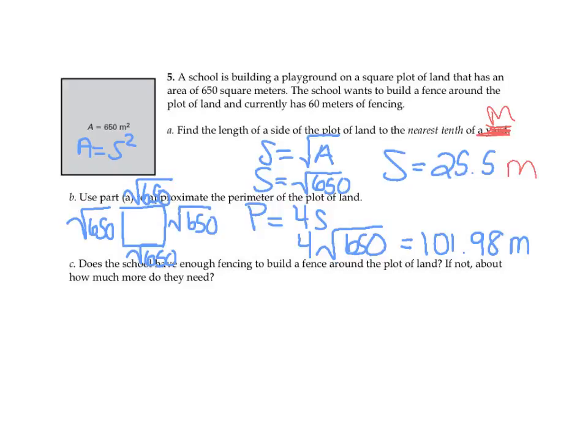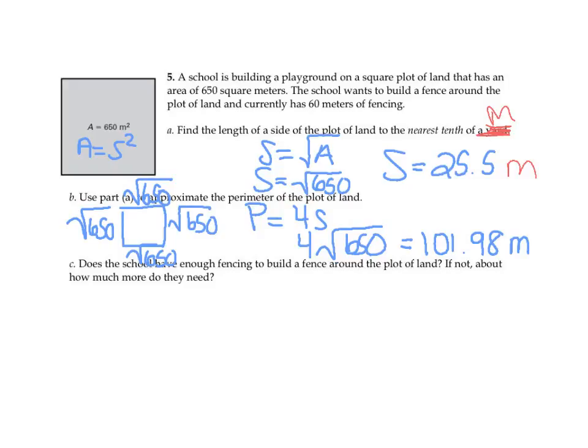Okay. Because it says approximate, it's up to you what you round to. You could have rounded that to 102. You could have rounded that to 102.0. You could have rounded that to 101.98. I left it as 101.98 just so I have a couple of extra decimal places in case I need them per question C, because I haven't read question C yet.